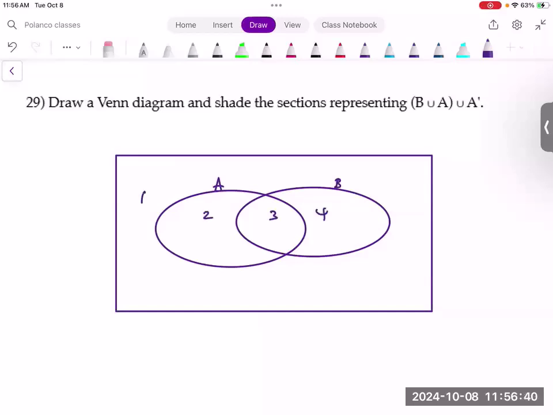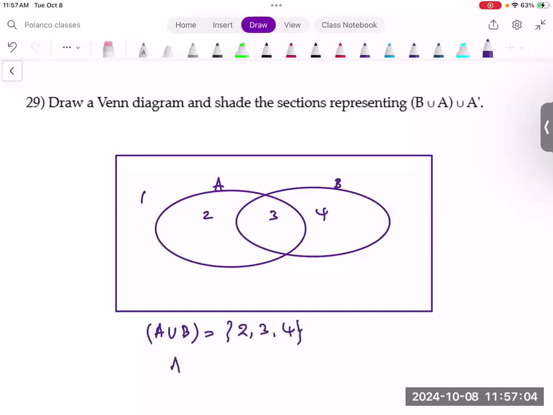Those are the partitions. So A union B, do I know A union B? A union B is really easy, right? So this is A union B, right? This is the part A union B. That's going to be 2, 3, 4, basically, right? A union B, that's going to be 2, 3, and 4.